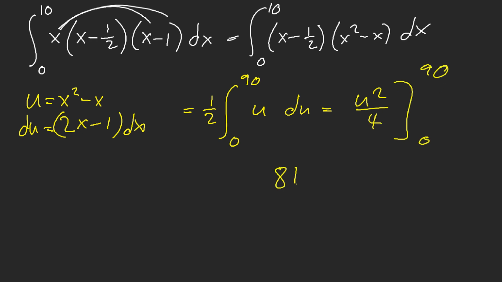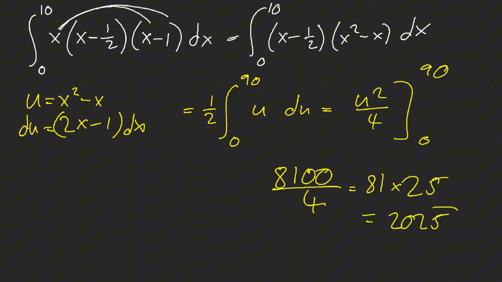We have 8100 divided by 4? Huh. Oh, it is 81 times 25. Yeah, okay. And that's how you get the answer 2025. Okay?